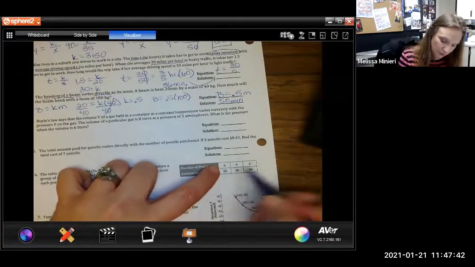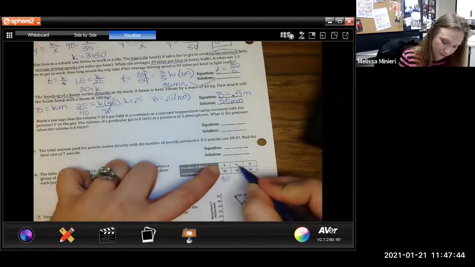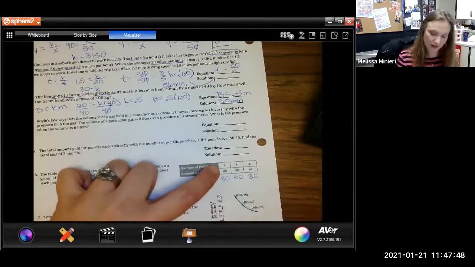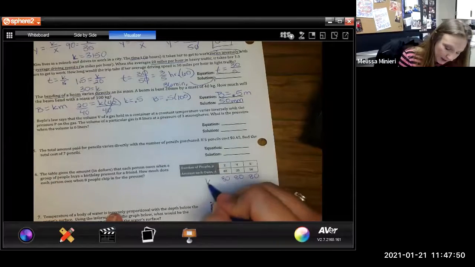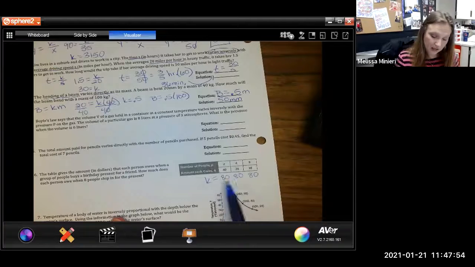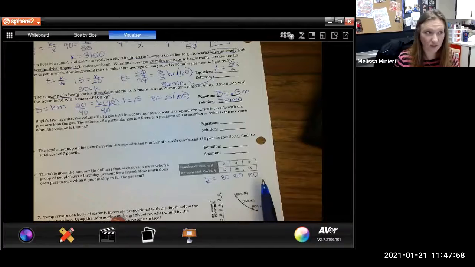So 2 times 40 is 80, 4 times 20 is 80, and 5 times 16 is also 80. So now we have proven that they are actually inverses of each other, because when I multiplied all these together, I always got this constant of 80. So this is what actually proves that they're inverses.